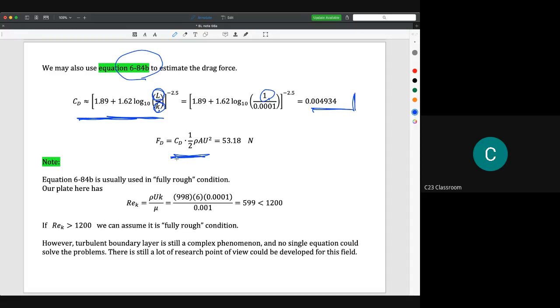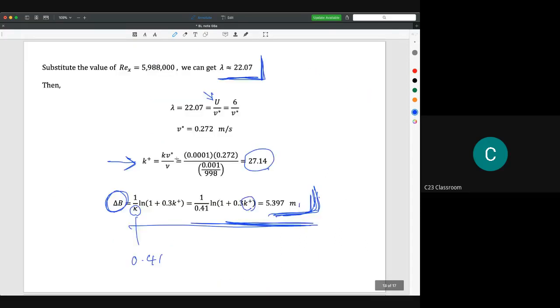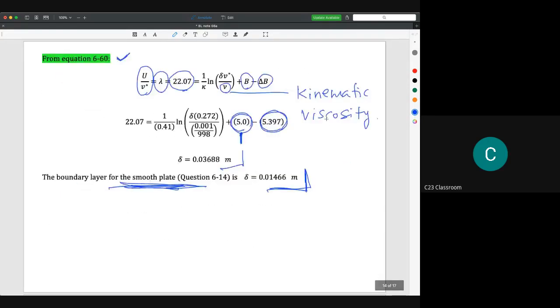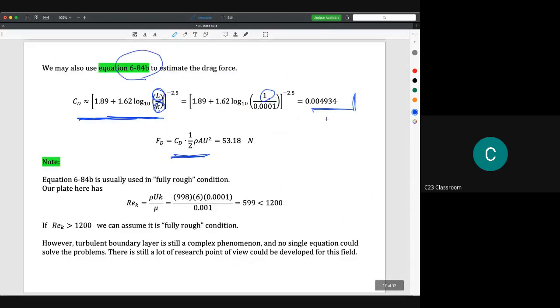If we compare 53.18 with the 50.9 Newton, we have a difference of 3 Newtons. And if we compare with the previous answer, around 27.51 Newton for the smooth plate, it seems that our answer is quite good, because the value increases when we roughen the surface.